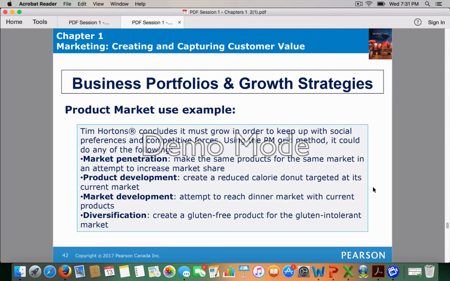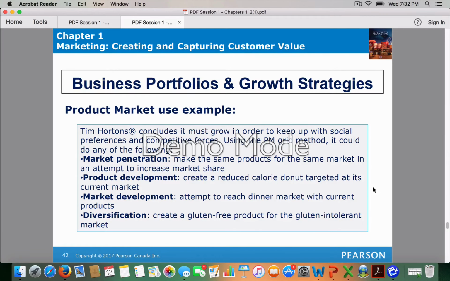Another way Tim Hortons can grow is through market development. Market development involves taking Tim Hortons' regular everyday products, its coffee and donuts and other baked goods, but selling those existing products to brand new markets, markets that currently aren't already consumers of Tim Hortons products. So that could mean opening a new store in an area that doesn't already have a Tim Hortons store. That would be an example of market development.